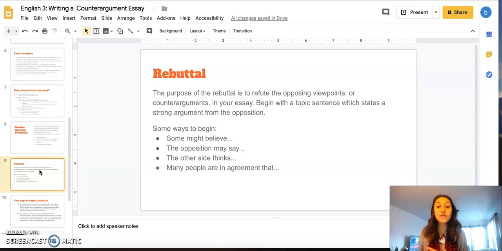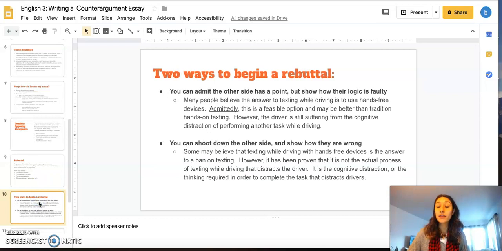And here are some ways you could potentially begin the topic sentences for the rebuttal. Some might believe, the opposition might say, the other side thinks, or many people are in agreement that, so and so. And here are a couple of ways that you can begin a rebuttal. You can admit that the other side has a point, but that their logic is faulty.